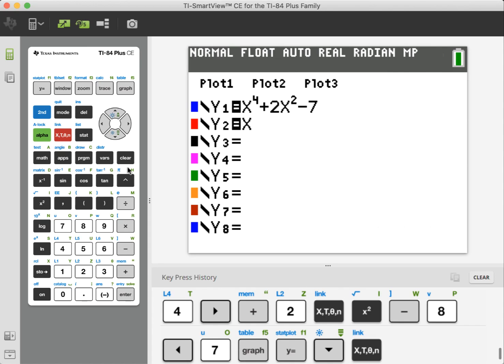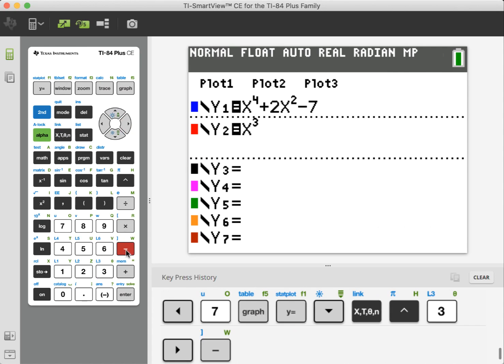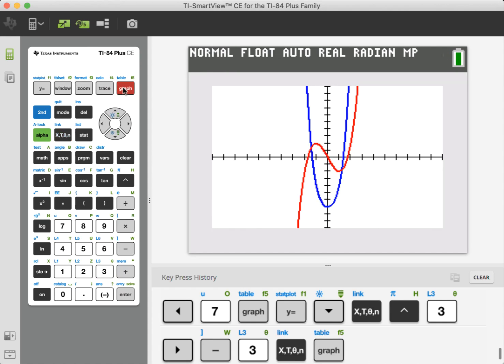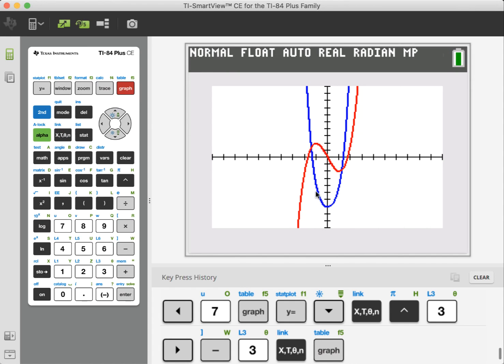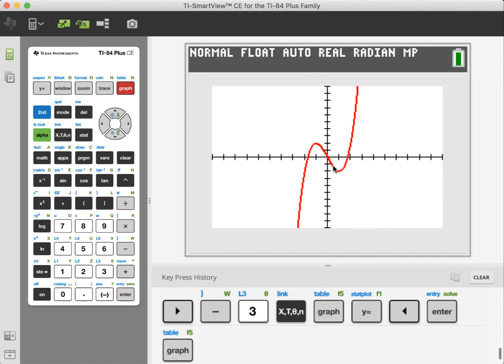Let's look at this one. X cubed minus 3x. And let's graph that. Notice that this function is definitely not even. Okay, the red one here is not even. Let me go ahead and turn off the blue one. So this is definitely not even.